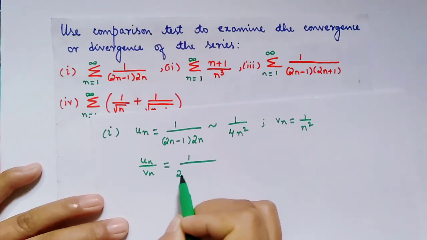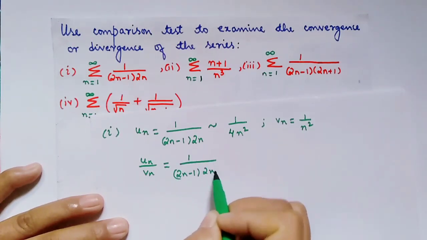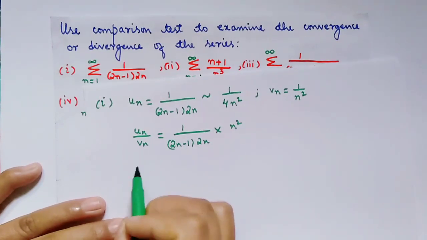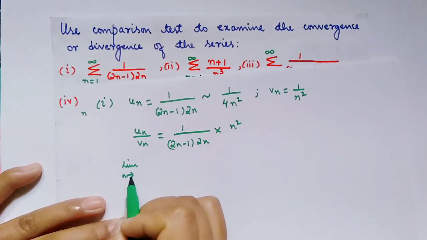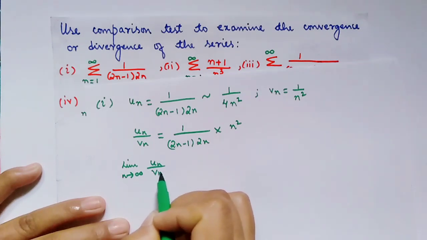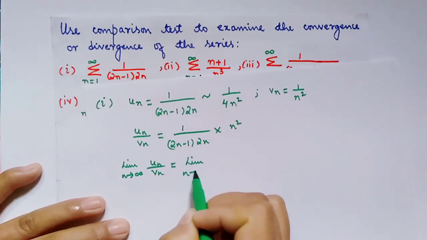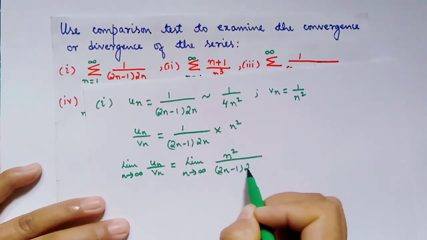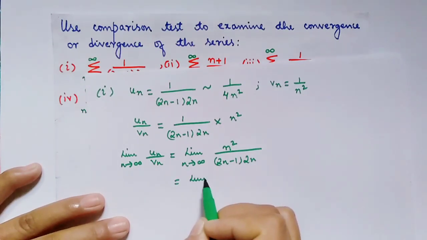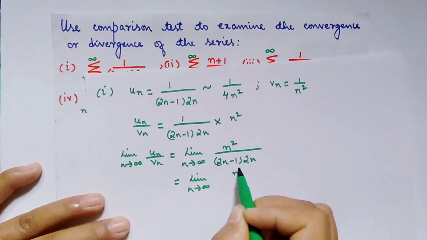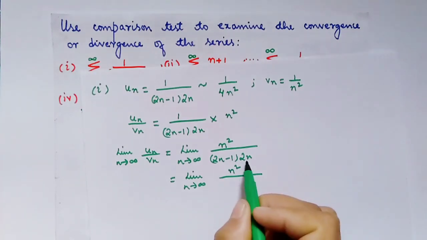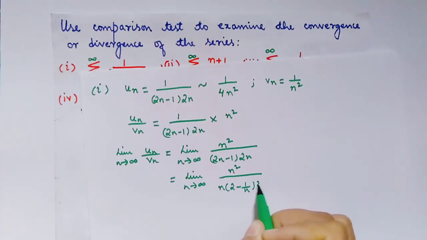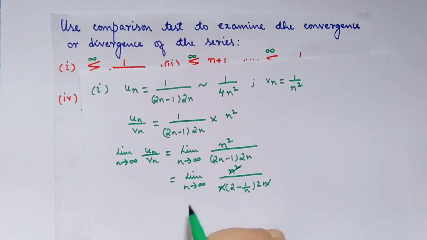Now divide un by Vn. So we have 1 upon (2n minus 1) into 2n, divided by Vn, that is by this one, we have n square. Okay, and then take the limit n tends to infinity, un by Vn. Here we have n square by (2n minus 1) into 2n. From the denominator, we take common by n. So we have n into (2 minus 1 upon n) into 2n. So n square gets cancelled.